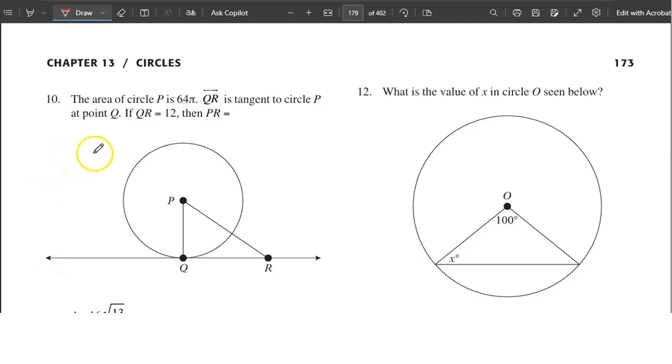Hello, we are going to try some practice questions for SAT circles. We have already completed the first 9 questions of this worksheet. We'll start with question number 10.